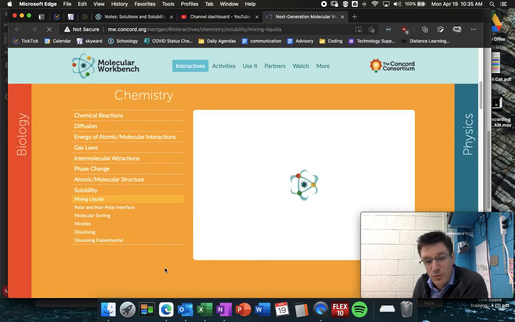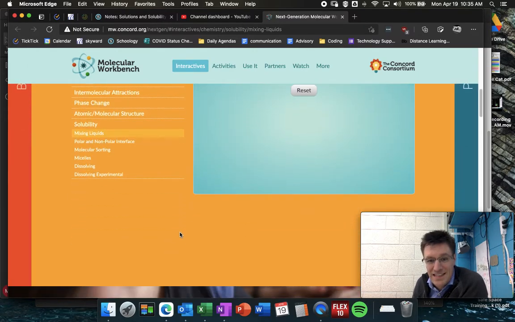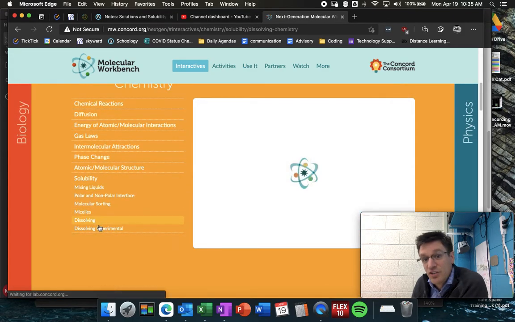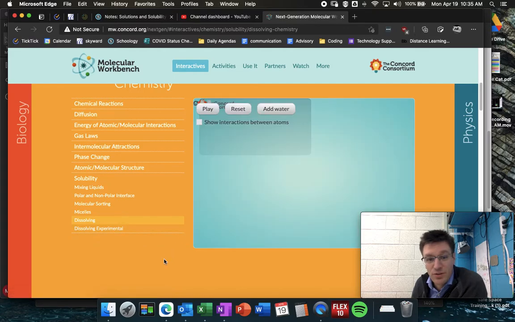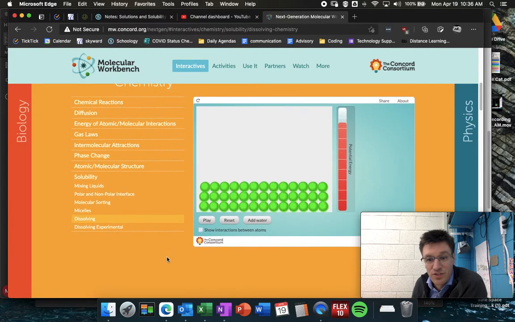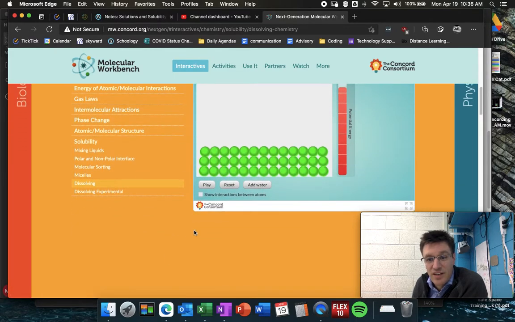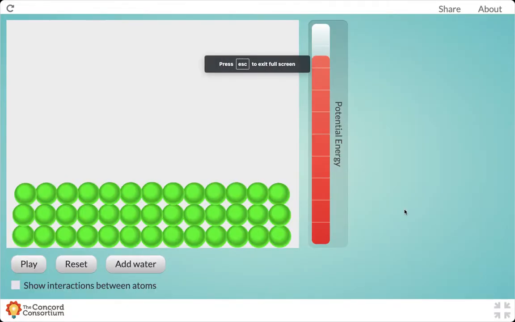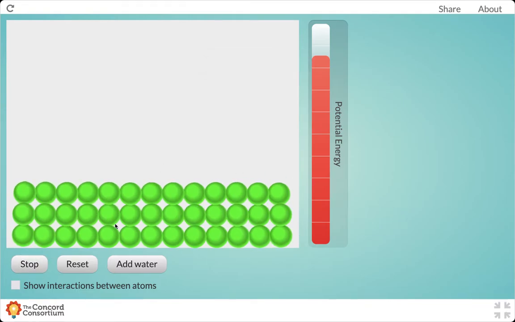Now, as we know, in a solid, the particles are very attracted to each other, right? From our prior videos, there's always this fight between kinetic energy and the attractions between particles, right? So here's a solid right here. And you can see these green particles are very attracted to each other.